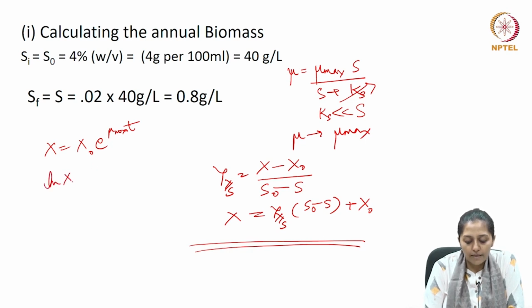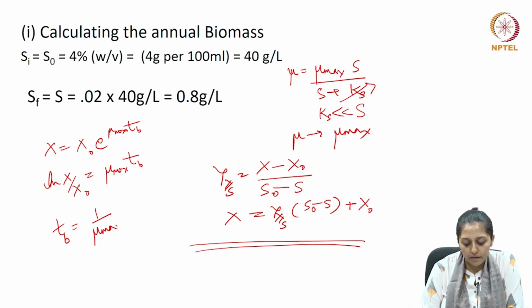So, ln(x/x naught) is equal to mu times t. Now, this mu here is nearly equal to mu max. So, now your batch time can be given as 1 by mu max multiplied by ln(x/x naught), isn't it?